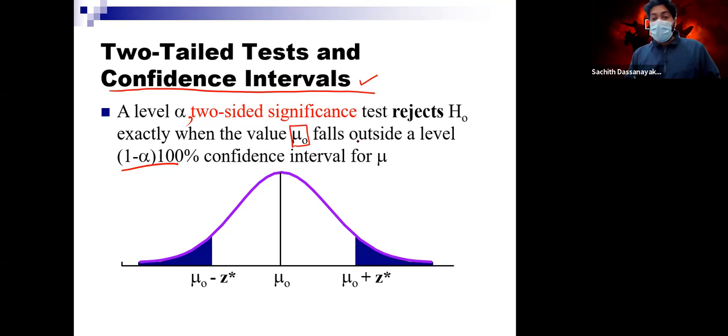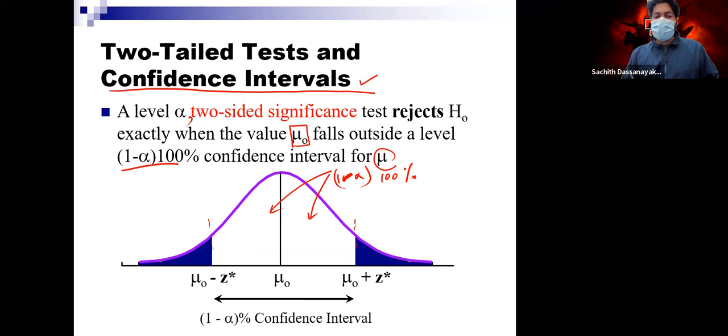we need to check, falls outside the interval of this level. What is this, this one and this one together? It is 1 minus alpha, 100%. Do you remember that? That interval is inside this, and these are the rejection regions. So the confidence interval for mu is something like this. This C star you can find in the next. This is the 1 minus alpha confidence interval. This is the interval we are interested in.